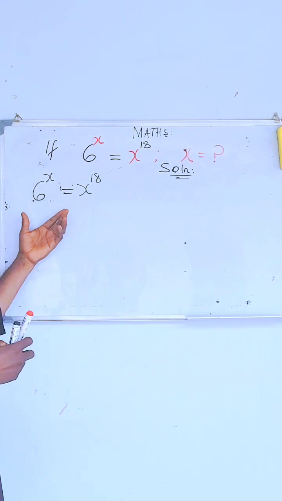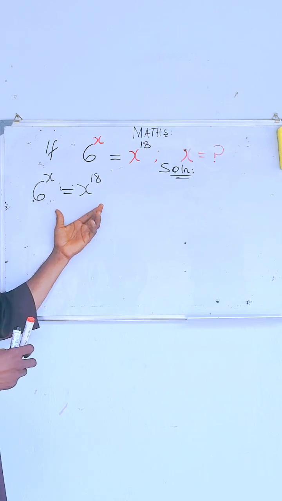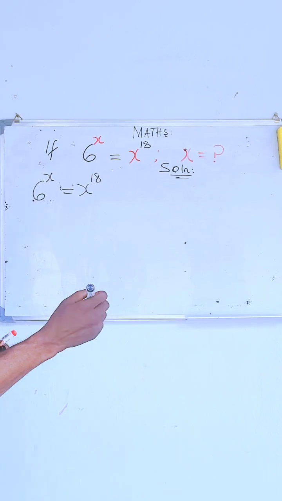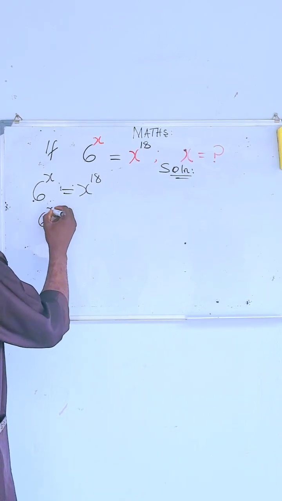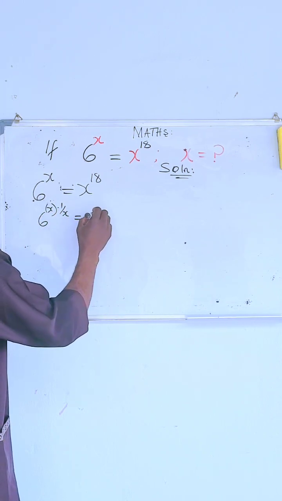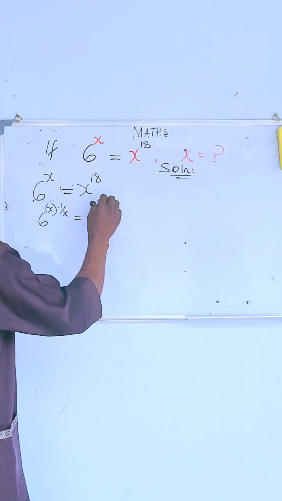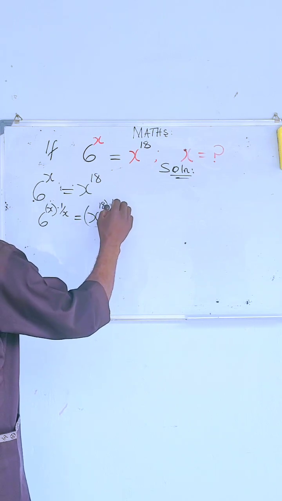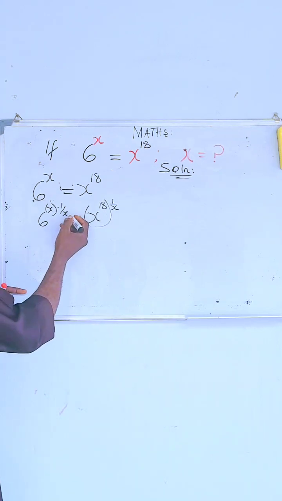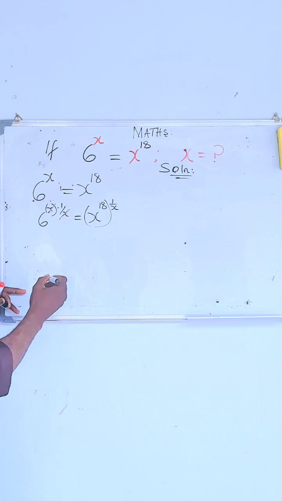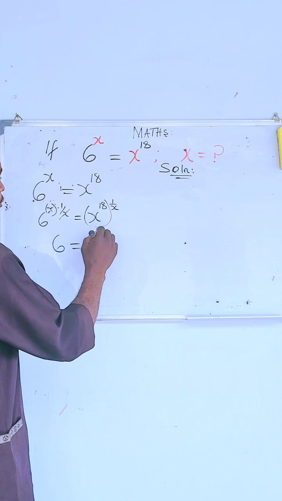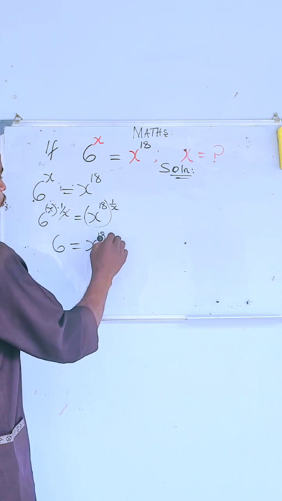Now, the first thing I'm going to apply here is to raise both sides of this equation to the power of 1 over x. In that note, the equation becomes 6 to the power of x multiplied by 1 over x equals x to the power of 18, then multiplied by 1 over x. Then right here, x will eliminate x here, and we have 6 equals x to the power of 18 over x.